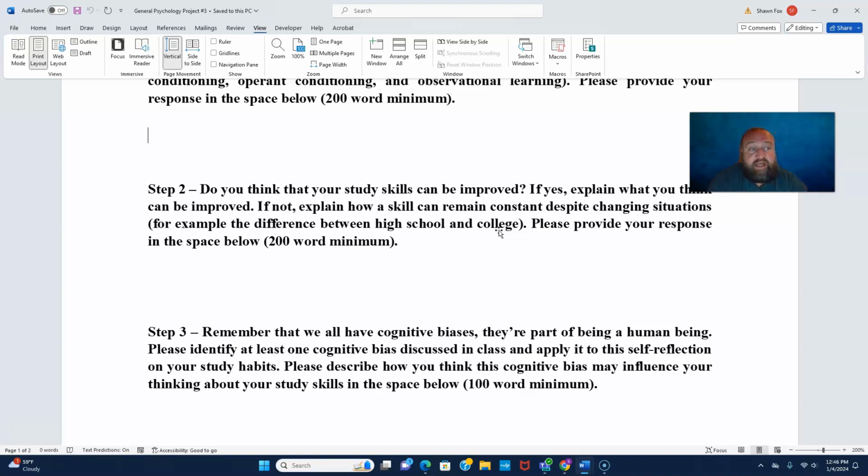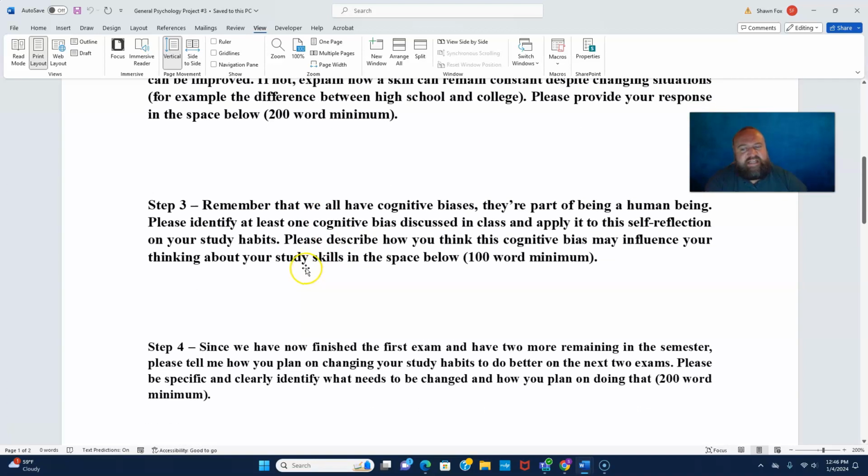Really try to focus in on what you think you need to change though, if you are one of the ones who's going to be selecting that first option that you think that study skills can be improved. Step 3, remember that we all have cognitive biases. They're part of being a human being. Please identify at least one cognitive bias discussed in class and apply it to this self-reflection on your study habits. Please describe how you think this cognitive bias may influence your thinking about your study skills in the space below.